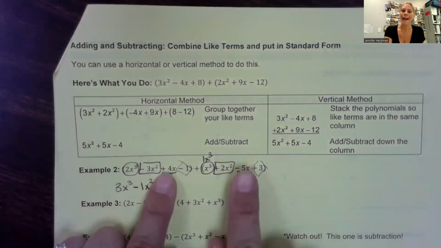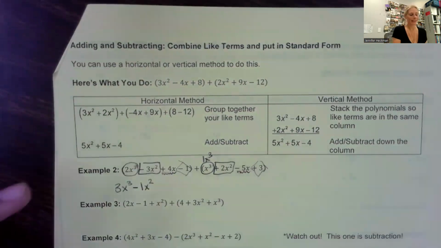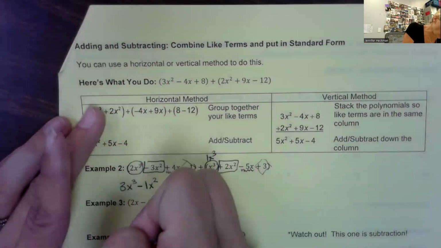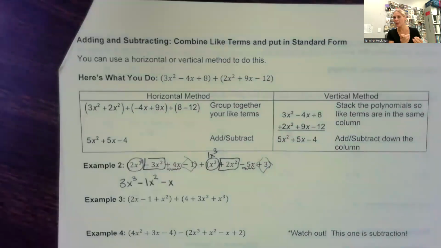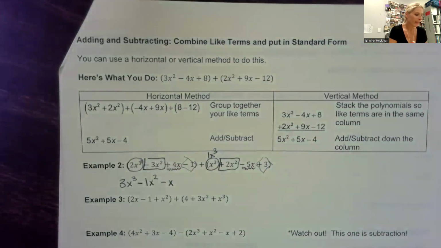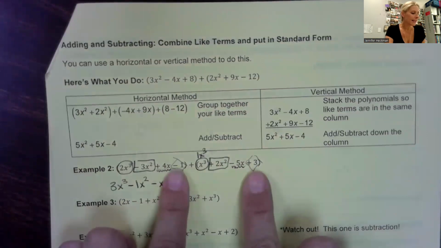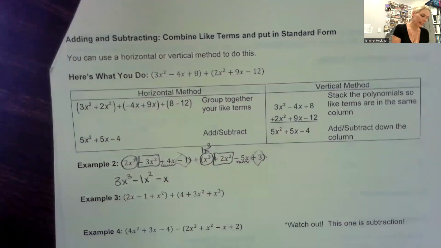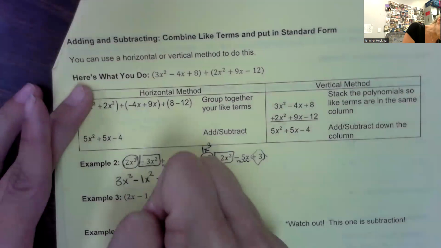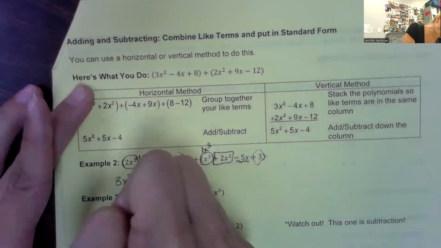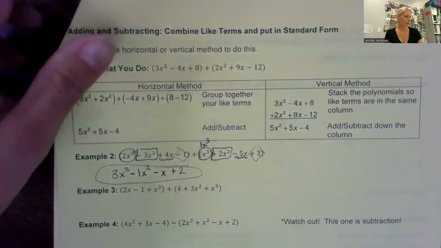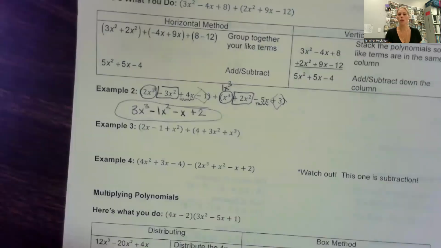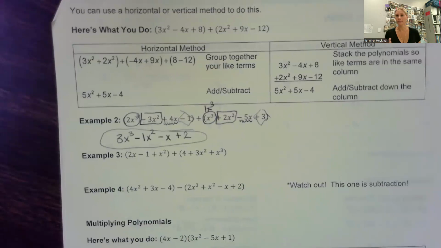Okay, let's go to our x's. So we have 4 and -5. 4 minus 5 is -1. I'm just going to put negative x in this case so you can see what I was talking about before. And then we have our constants. -1 plus 3 is +2. And we are done. We just added 2 polynomials. Okay, so example 3, we have adding again.